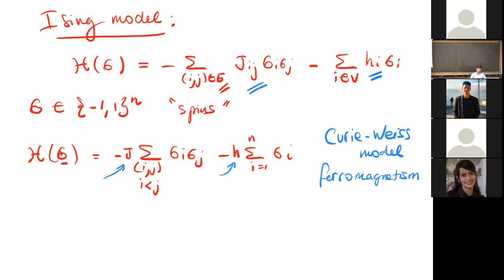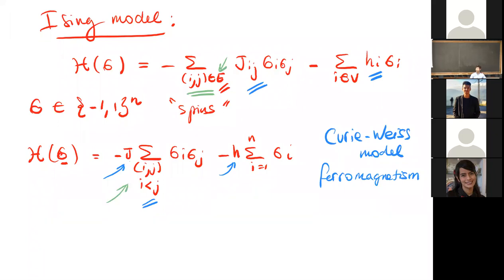The third simplification is that here I'm summing over all possible pairs, while in the generic case, I can sum over a generic set of edges. Maybe some of the spins interact, some others are not interacting, as defined by this set E here. While in the simpler case, they all interact with all the other ones. So everything is very homogeneous. We have a homogeneous interaction, a homogeneous external field, and everyone interacts with everyone. So you cannot think of anything simpler.